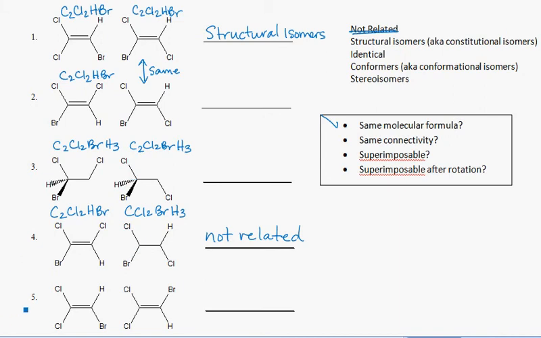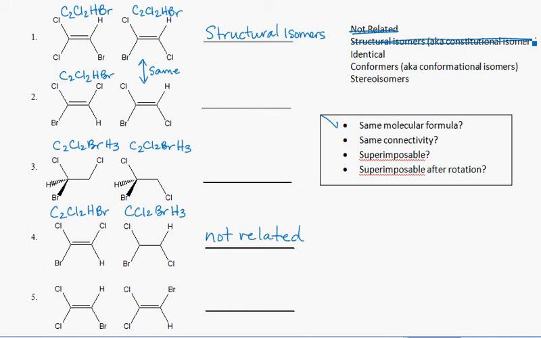If we look at number 5, we can see that, again, the connectivity is the same. The first carbon has two chlorines in both. The second carbon has a hydrogen and a bromine on it. So we have indeed correctly identified pair number 1 as our structural isomers. And by the way, structural isomers are also known as constitutional isomers, constitution being a synonym for connectivity.